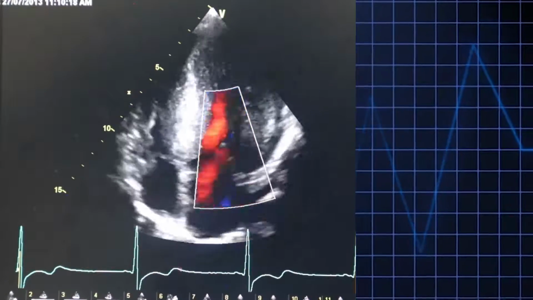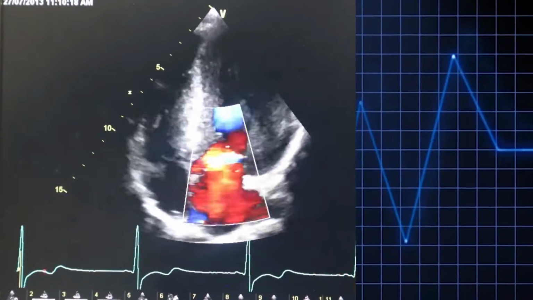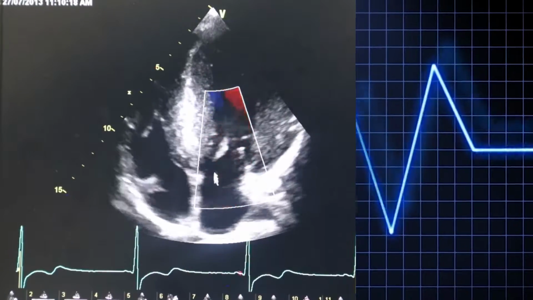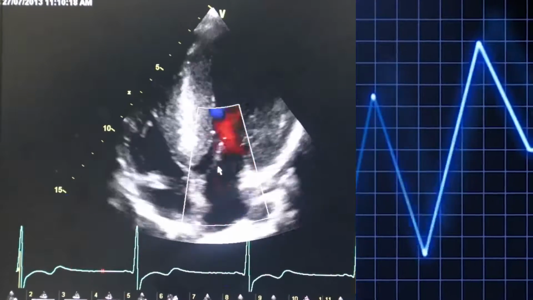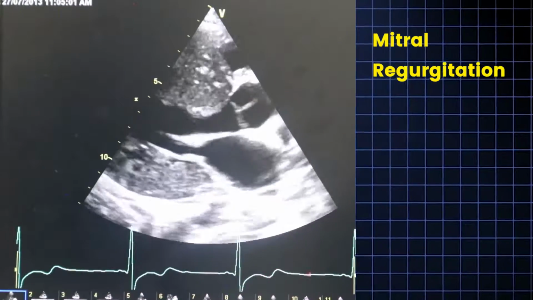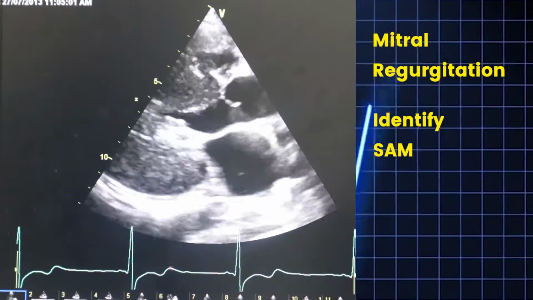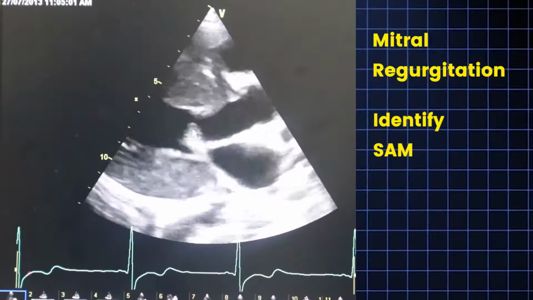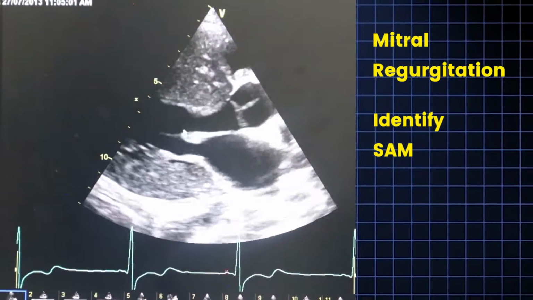Fourth, describe the mitral valve and the mitral valve apparatus. Remember that you should be seeing posteriorly directed mitral regurgitation. If you see central or anteriorly directed, think of some other cause. Describe whether systolic anterior motion or SAM of the mitral valve is present. You can see that very easily in this case.